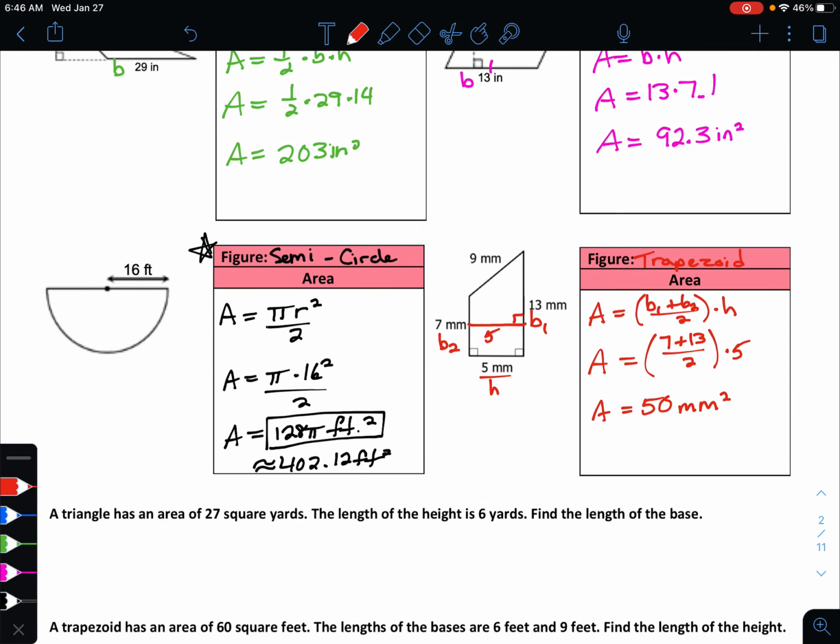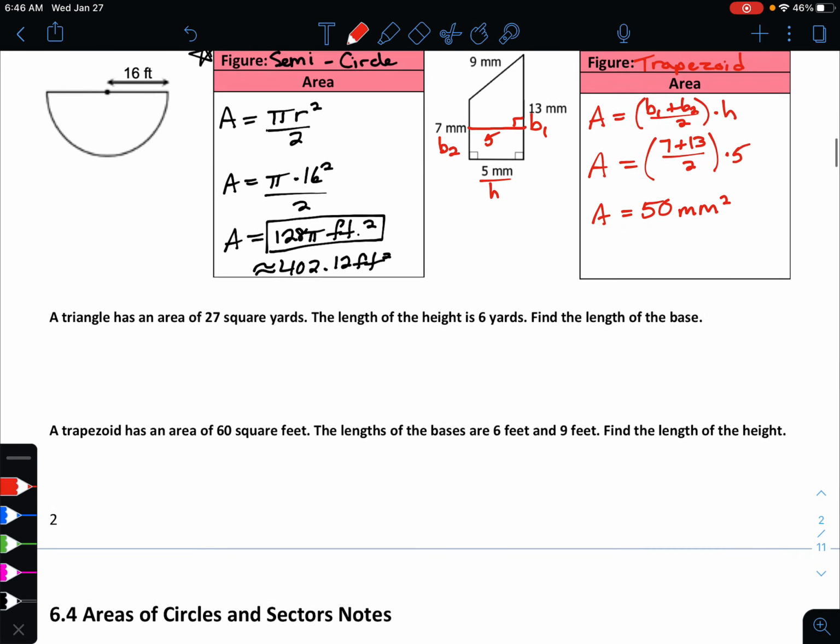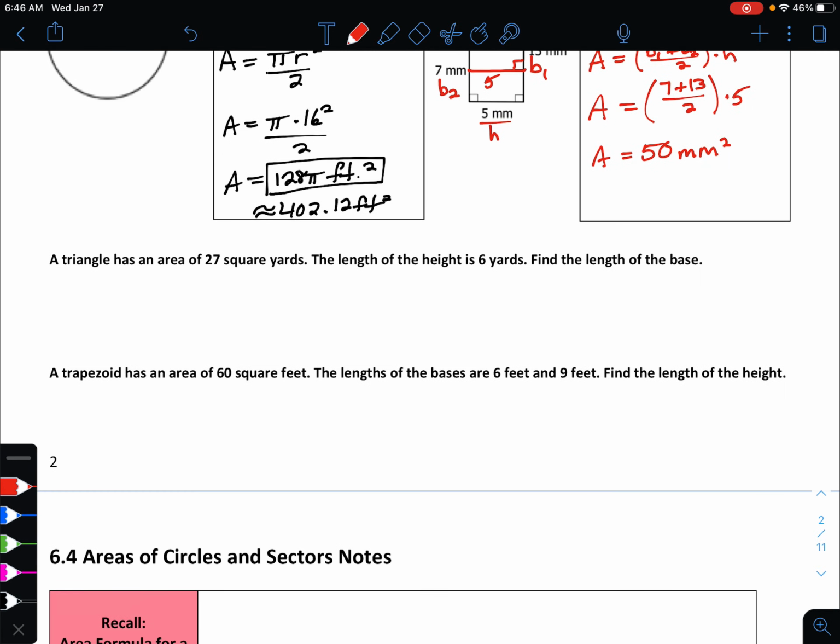All right, that does it for the examples where we have the figure. We're now going to look at 2 examples of word problems where we can use the information to solve for a missing part. On this first one, it tells us that a triangle has an area of 27 square yards. The length of the height is 6 yards, and we want to find the length of the base.